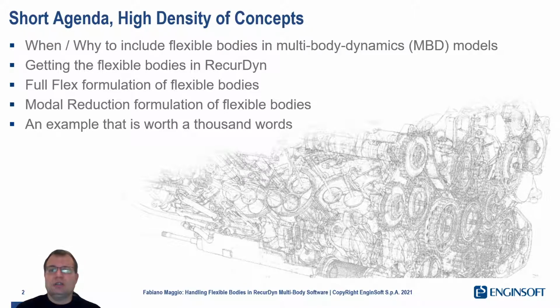And then I will discuss the two approaches that are available in RecurDyn to make flexible bodies. One is called full flex, and the second is called reduced flex, and it's basically the model reduction method formulation that is available in a number of other software. And finally, I will talk about an example that comes from my professional experience, where you can see how important it is to make the right choices in defining the model.